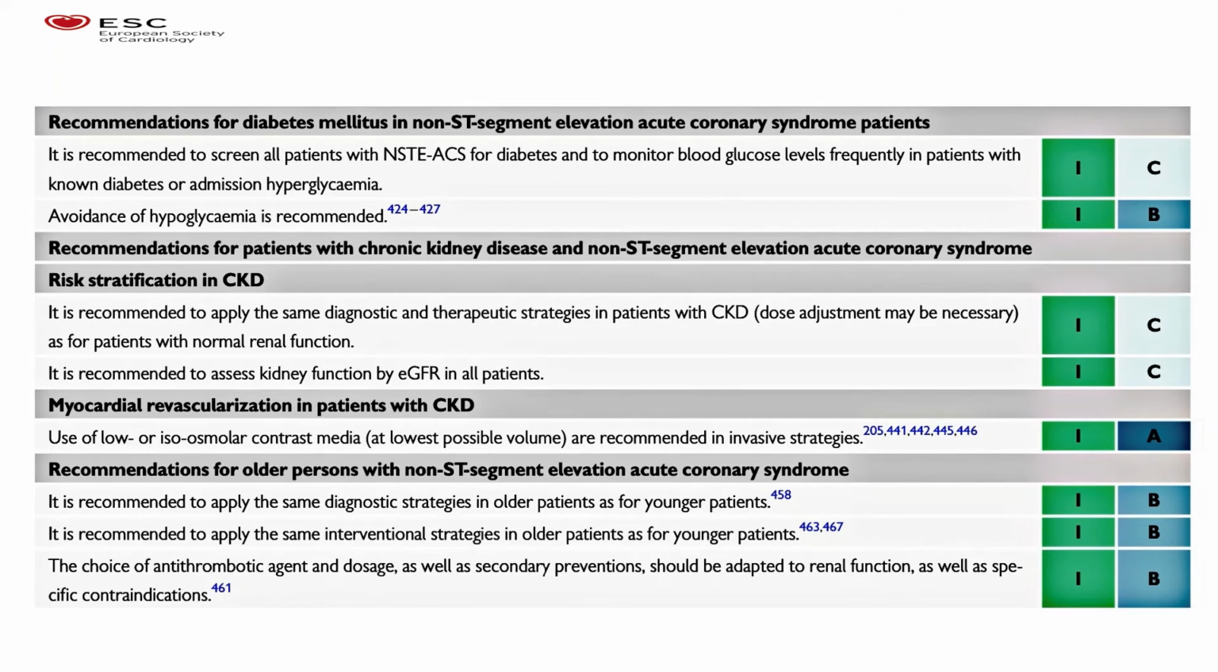Class 1 Level B. Recommendations for patients with chronic kidney disease, and non-ST segment elevation acute coronary syndrome. Risk stratification in CKD. It is recommended to apply the same diagnostic and therapeutic strategies in patients with CKD. Dose adjustment may be necessary, as for patients with normal renal function. Class 1 Level C. It is recommended to assess kidney function by eGFR in all patients.